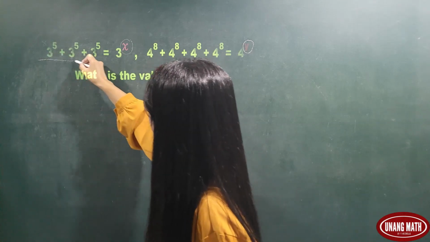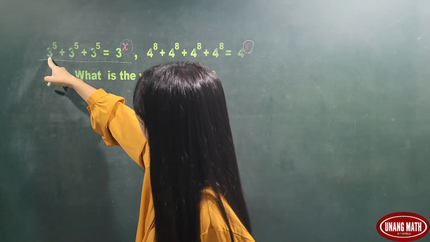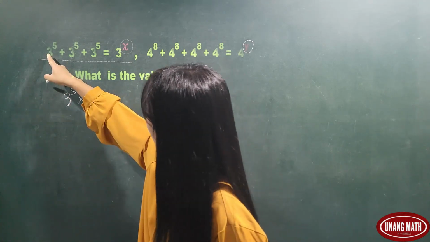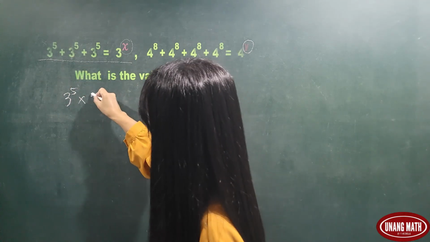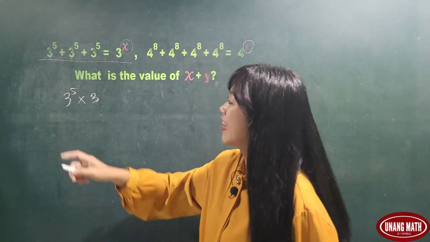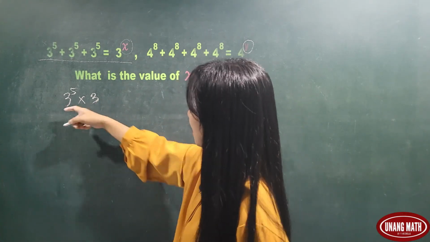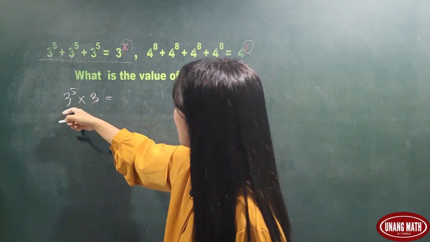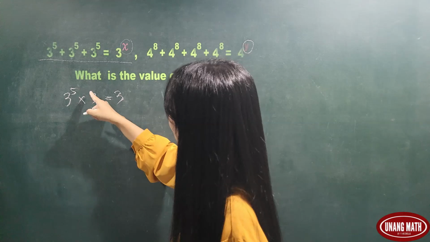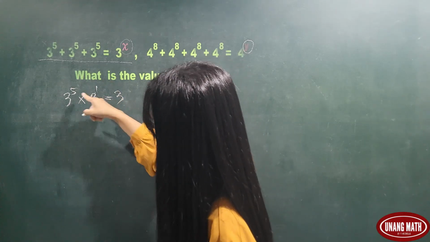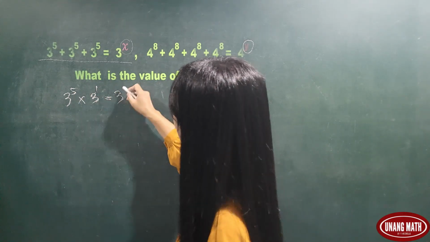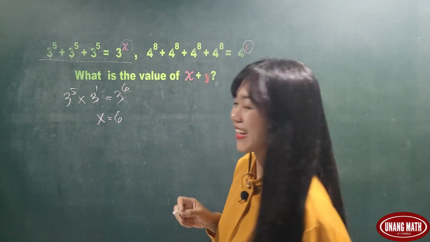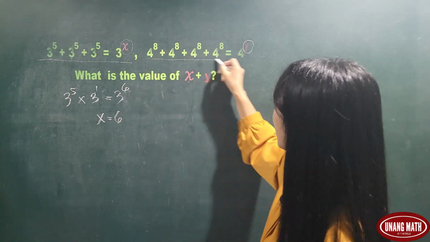Okay, let's take a look at this one. 3 raised to the power of 5, times, we have here 1, 2, 3. So times 3. Now, we have the same bases. So we can apply the exponent rule. So copy the base 3, then add the exponents. So the exponent here is 1, so 5 plus 1 is 6. So x is 6.